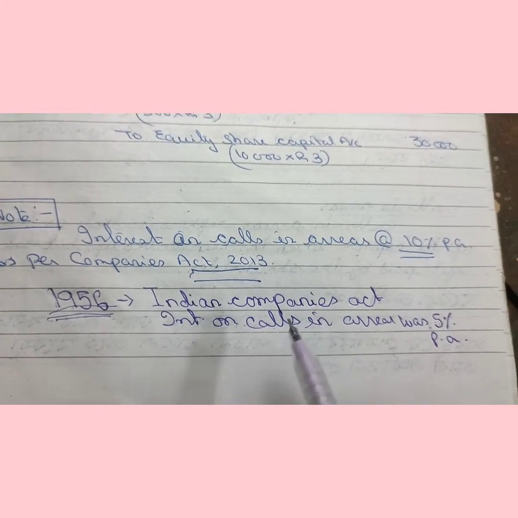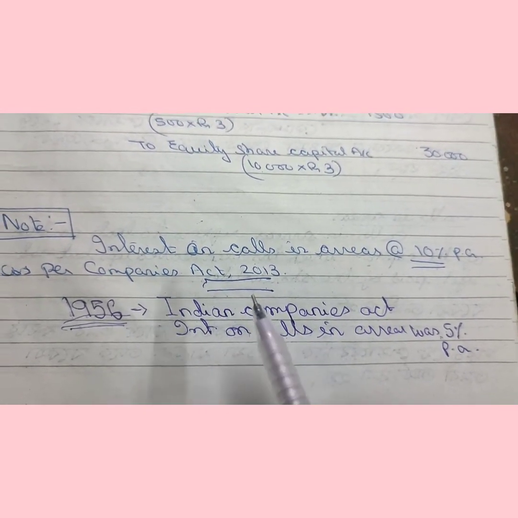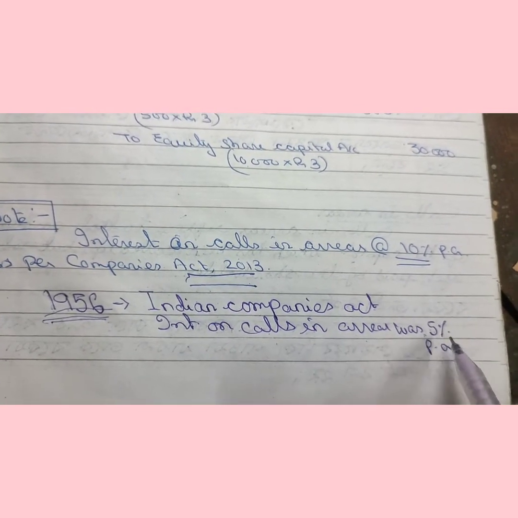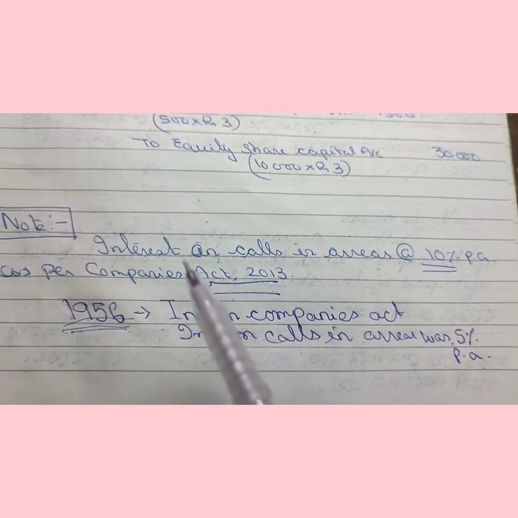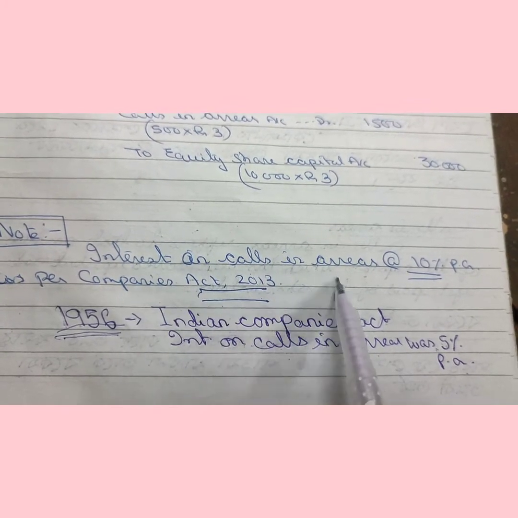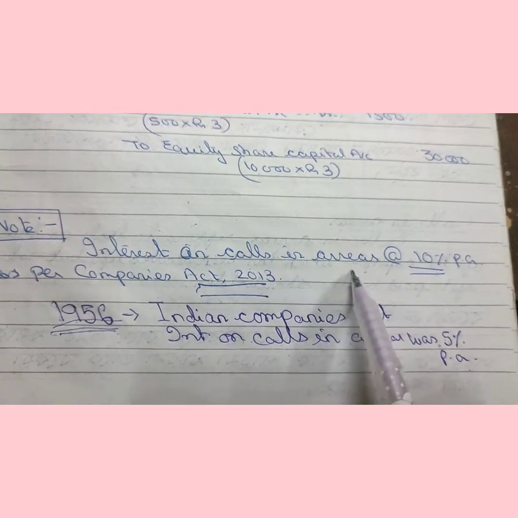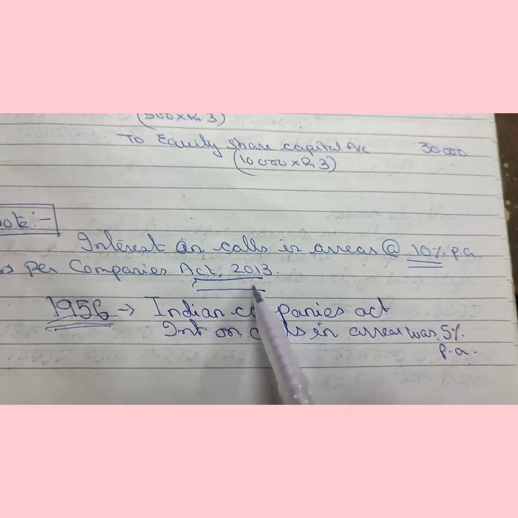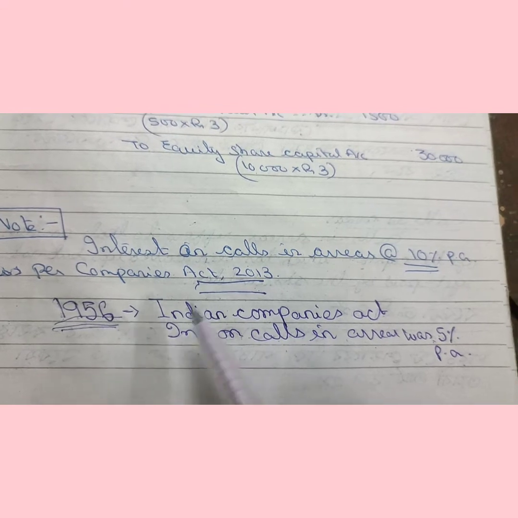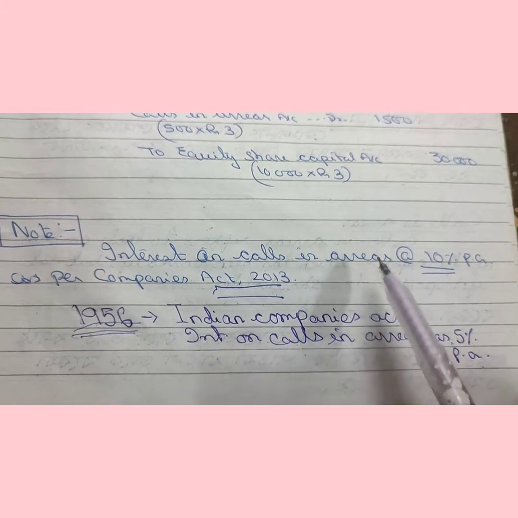If in the question it is written, according to the 1956 Companies Act, what is the rate of interest on calls in arrear, then the answer will be 5% per annum. But if it is written according to 2013, what is the interest on calls in arrear, then your answer will be 10% per annum. But if no year is mentioned, 2013 or 1956, you have to put 10% per annum.